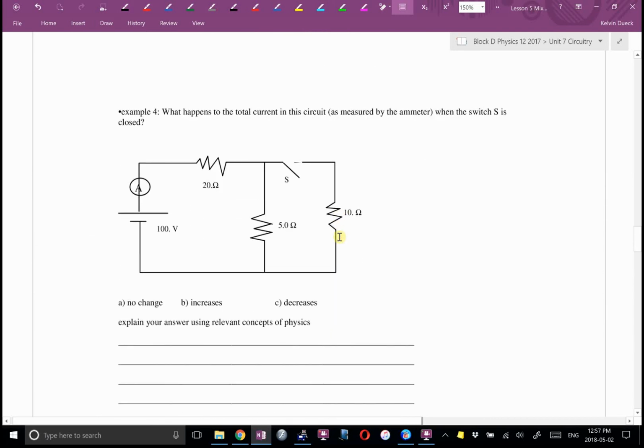Here's a great example of using principles of physics to explain a question. What happens to the total current in this circuit when the switch is closed?